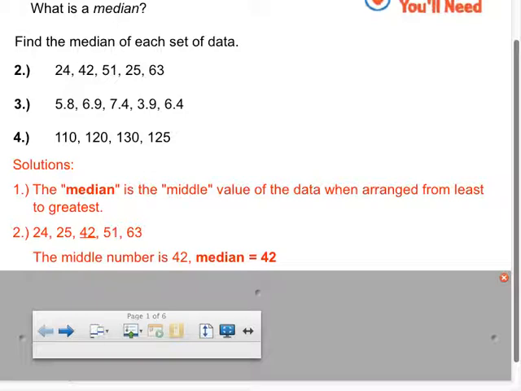Got it? Okay. If we'd picked the middle number as the set was presented to us, we would have picked 51, and that would have been wrong. Okay? So the median is more than just the middle number. It's the middle number of the set arranged from least to greatest.